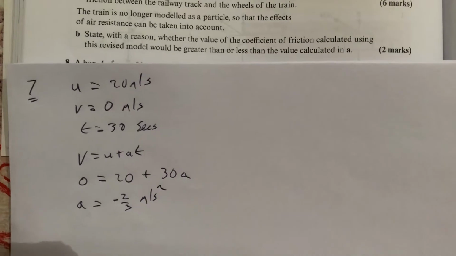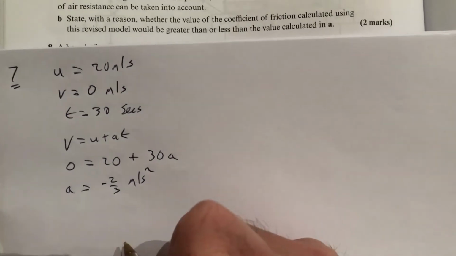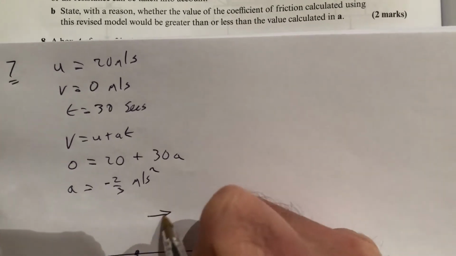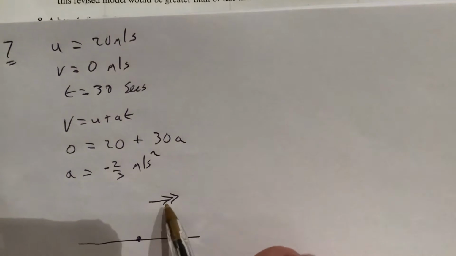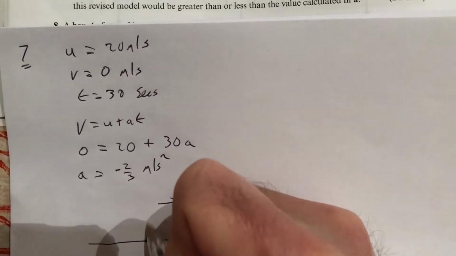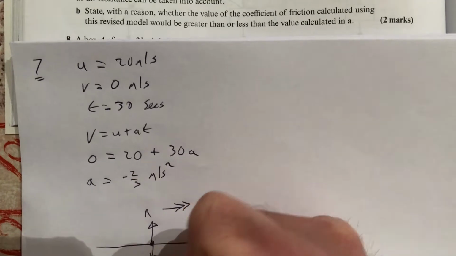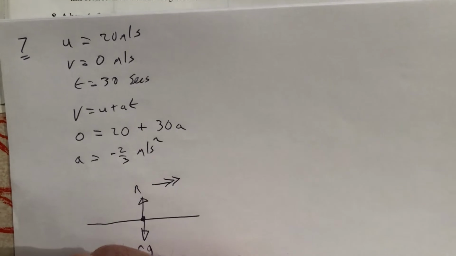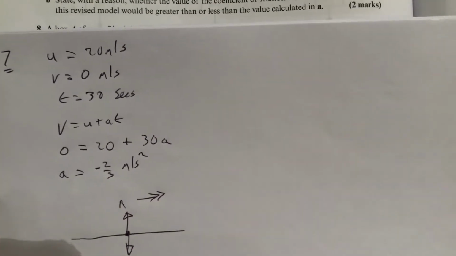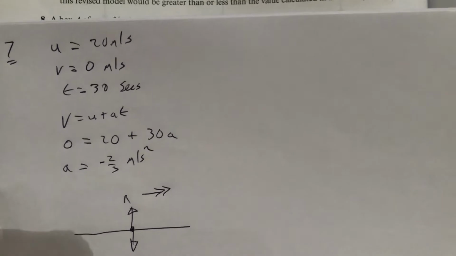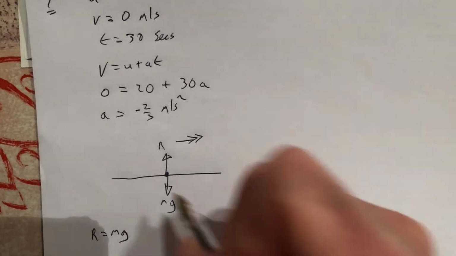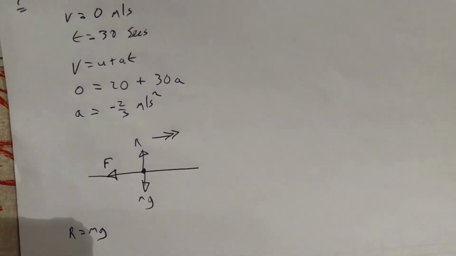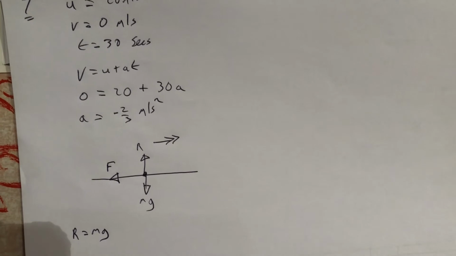Okay, so what we're going to do here then? You've got a train moving on a surface, haven't you? It's moving with acceleration negative 2/3. That's a deceleration, it means it's moving that way. You've got the normal reaction. You've got the weight there, which is going to be mg. The normal reaction is going to be the same as mg, isn't it? And what else have we got then? We've got a frictional force, which would be this way, and no other forces acting on it.